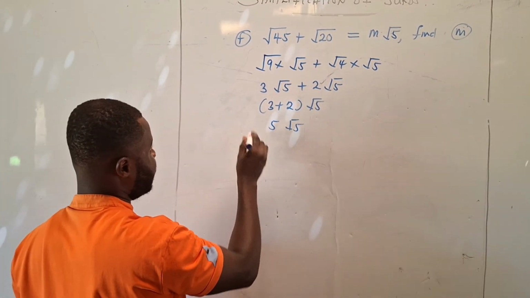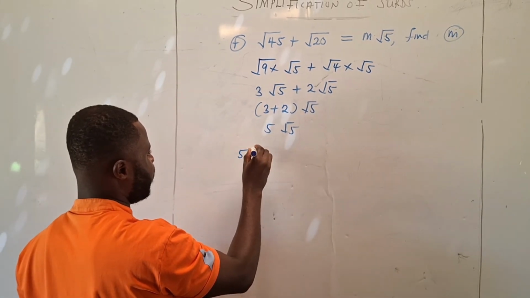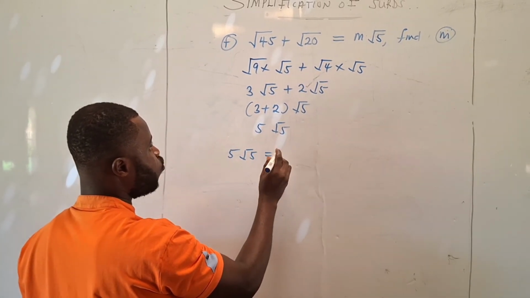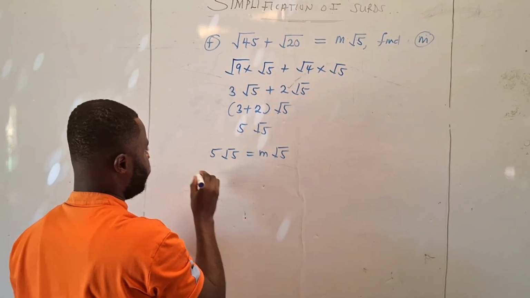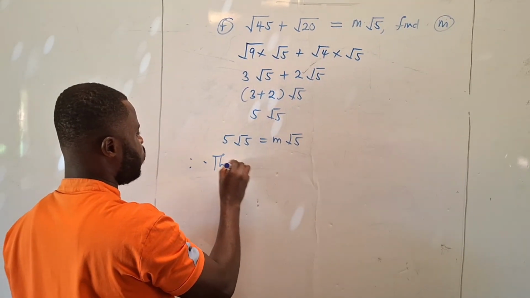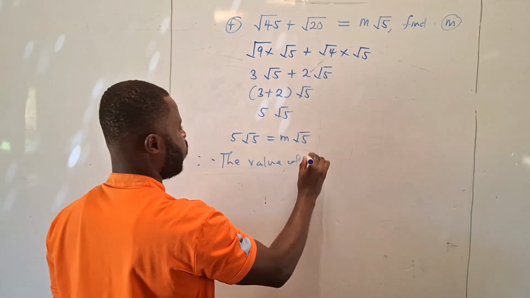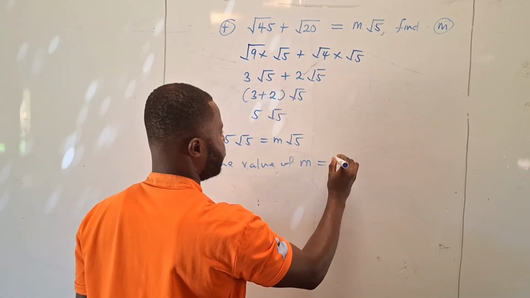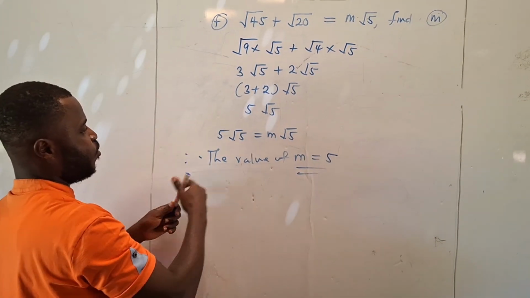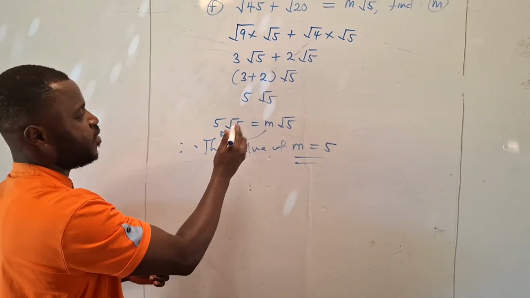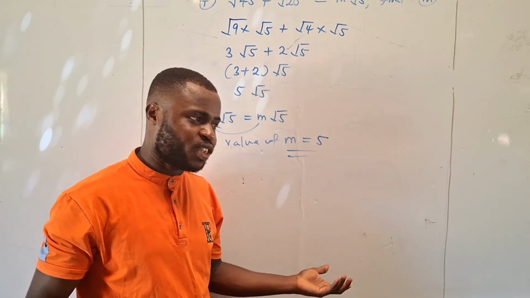And the question they gave us says our final answer, 5 root 5, should be equal to n root 5. So therefore, the value of n is equal to 5, because n is the number in front. So this is the value for n. So this is very simple.